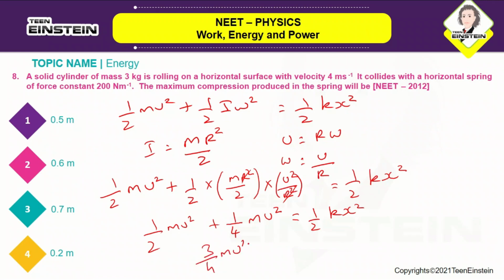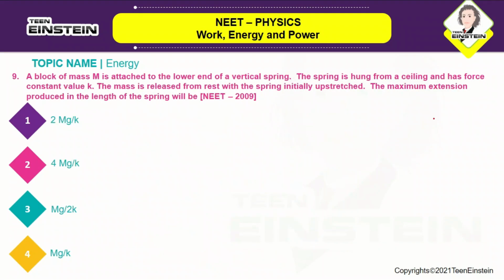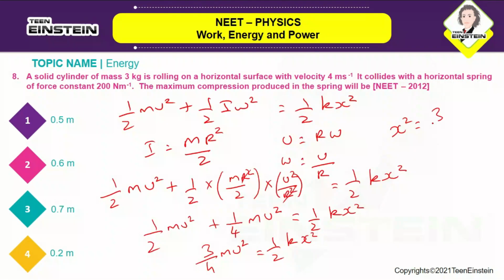3 by 4 mu square equal to half kx square, so x square will become 3 by 2 mu square by k. Here they have already given you the mass as 3 kg. So m is 3, velocity is 4 and the spring constant is 200. So you have to substitute here: mass is 3 kg, u is 4 meter per second and k is 200 Newton per meter.